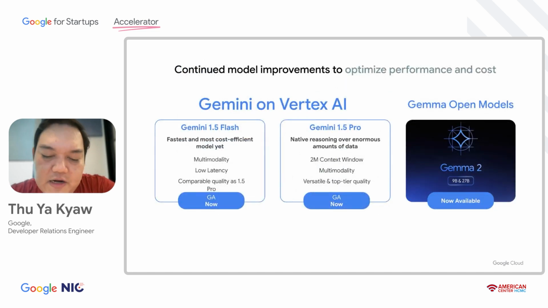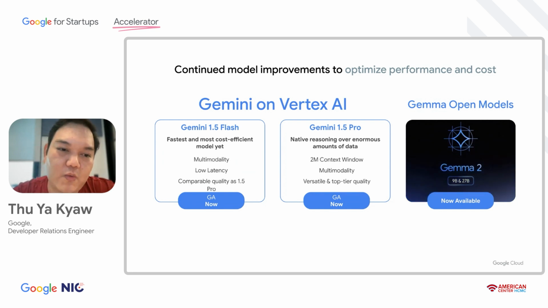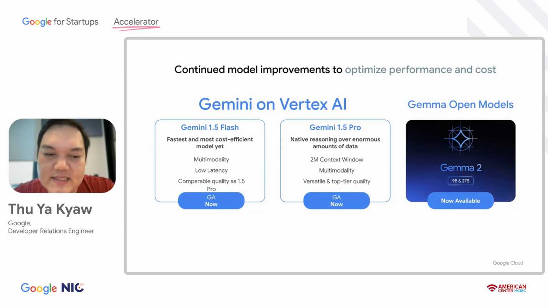Since the start of the year, there might not have been a lot of announcements, but there have always been incremental improvements across the Gemini family. Now we are in the era of Gemini 1.5. There is a version of the model, and there is a type of model, which is Flash and Pro. Flash is the fastest and most cost-efficient model. It still supports multimodality, but the quality might not do well for certain complex tasks.